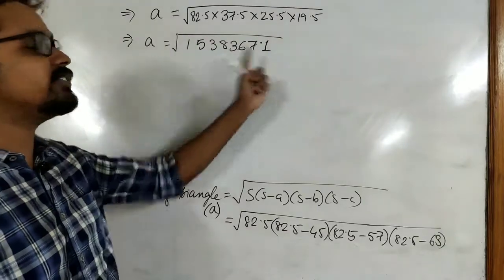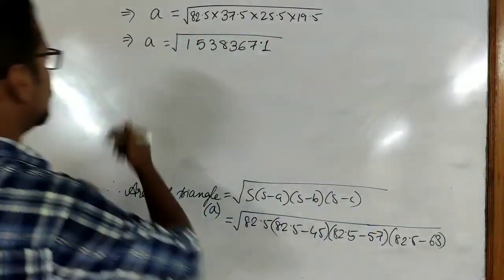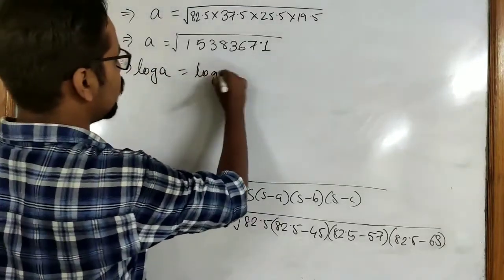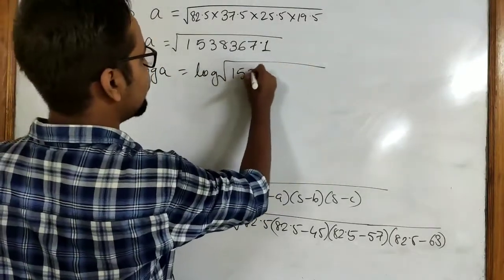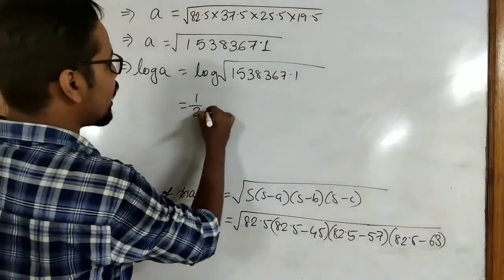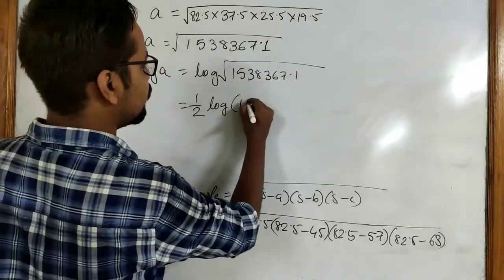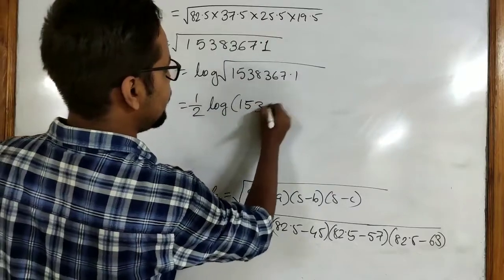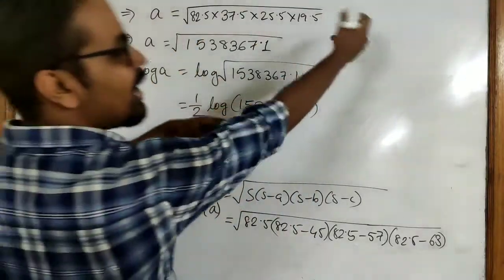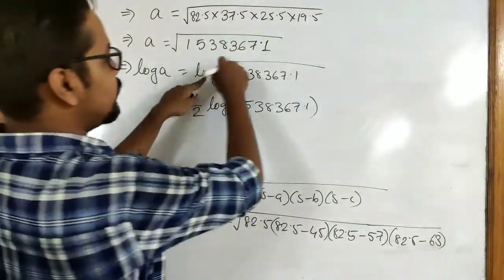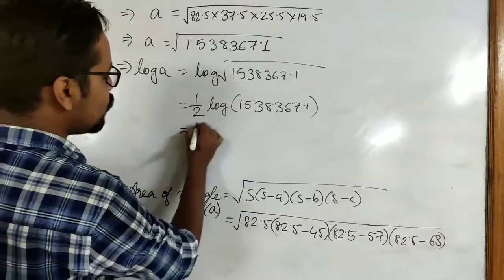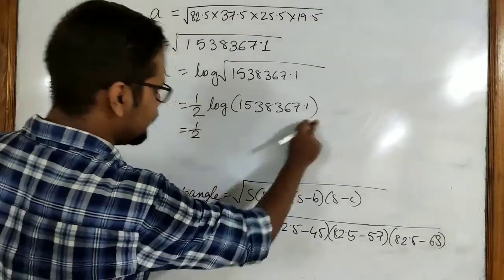Now in order to find this value, we will use logarithm. So we will take log on both sides. So it is going to be log A equal to log of root over 153836.7.1. That means it is going to be half into log of 153836.7.1. Root means to the power half. So as we have taken log, the root over will come in front, that is half will be at the beginning.